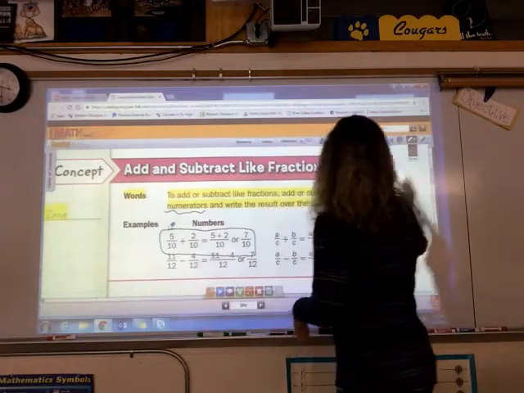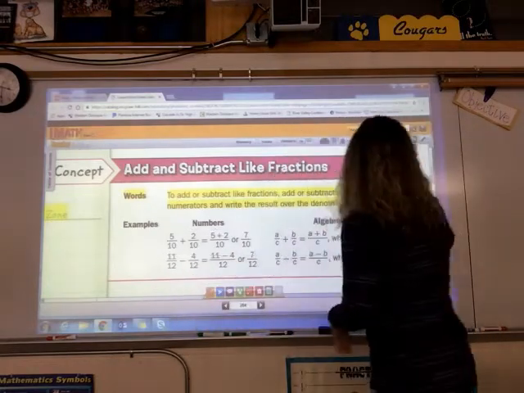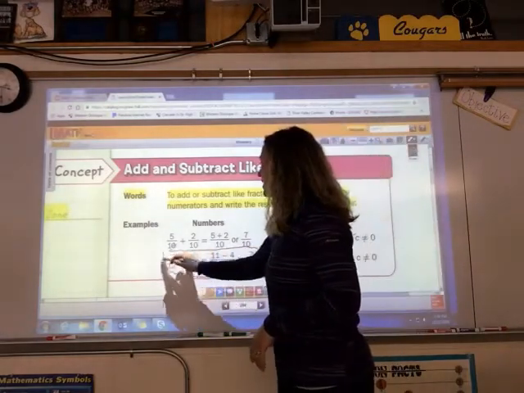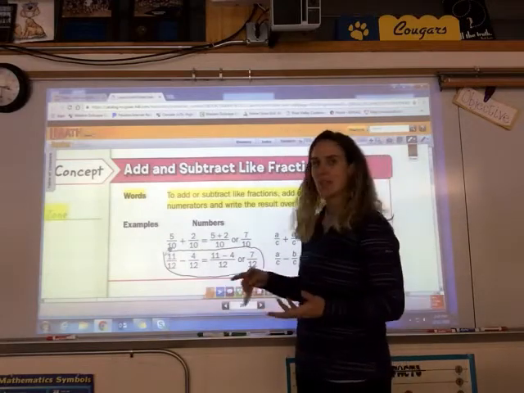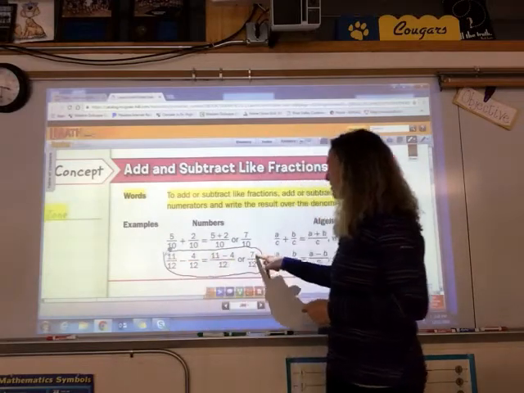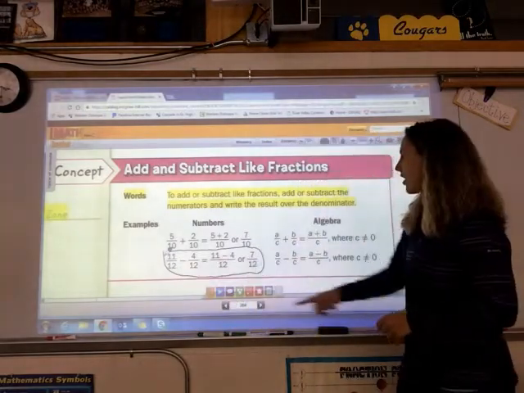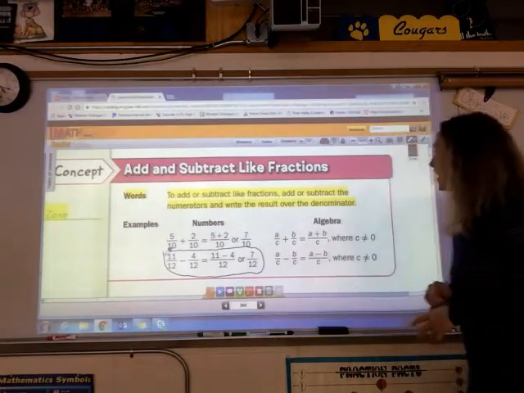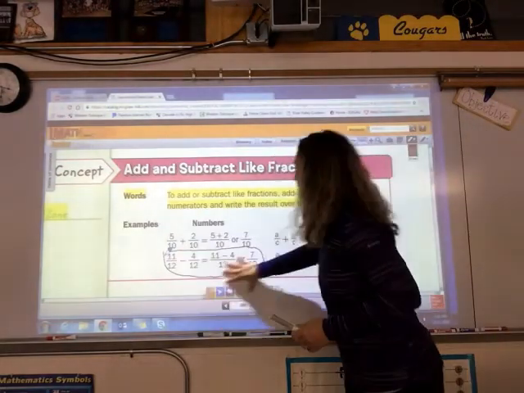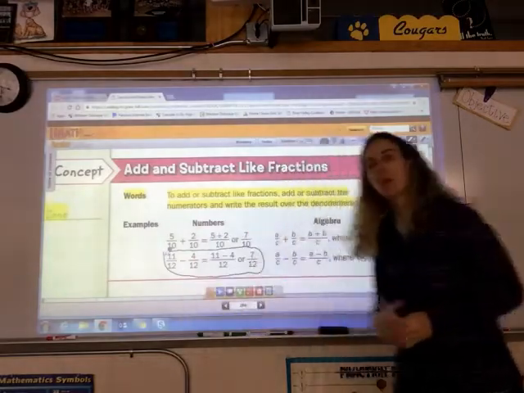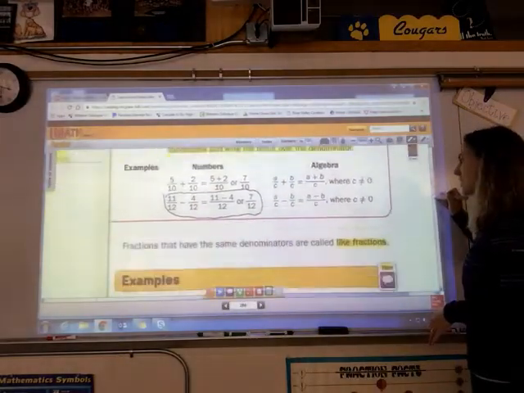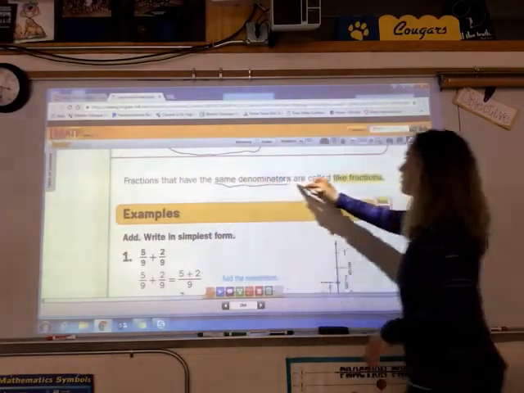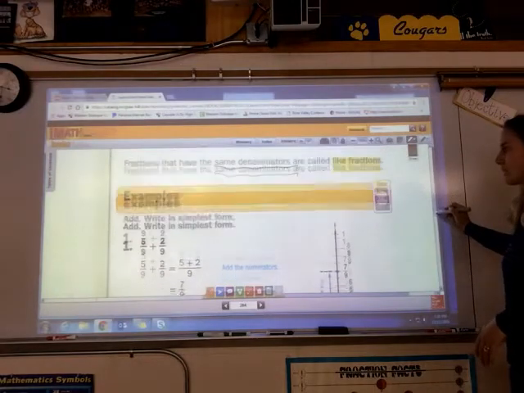Take a look at the second one here. We have 11/12 minus 4/12. Again, we've already got a common denominator, so I don't need to change that. 11 minus 4 is 7. The denominator stays the same across, so 7/12, and that is in simplest form. They did give you examples over here, algebraically speaking, but it's probably best to look at the number examples they have given you right now. Fractions that have the same denominators are called like fractions.